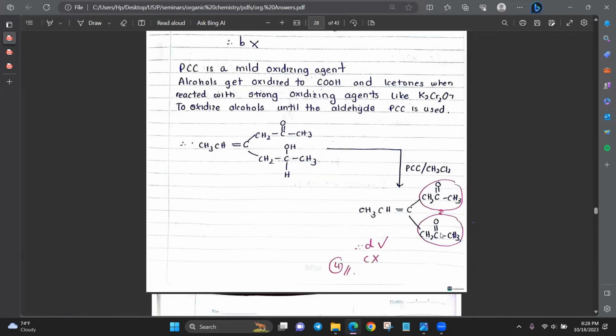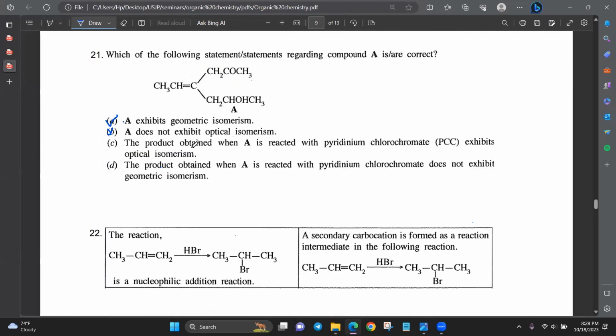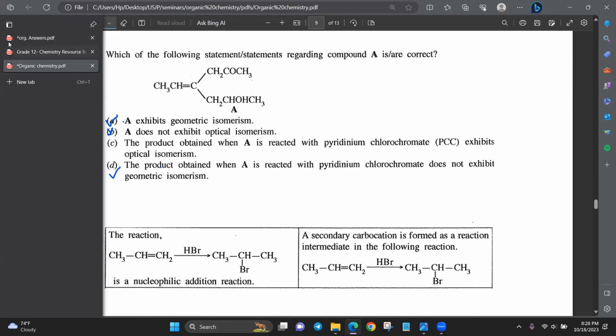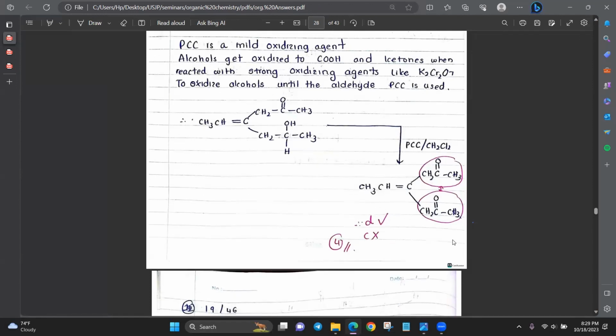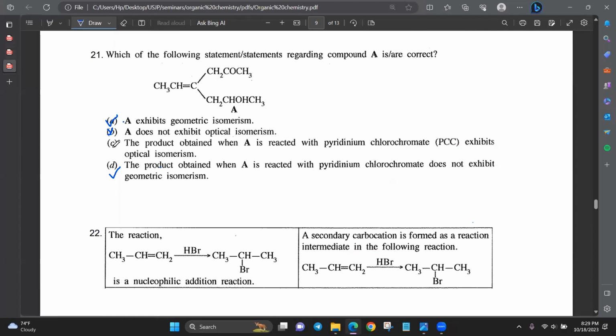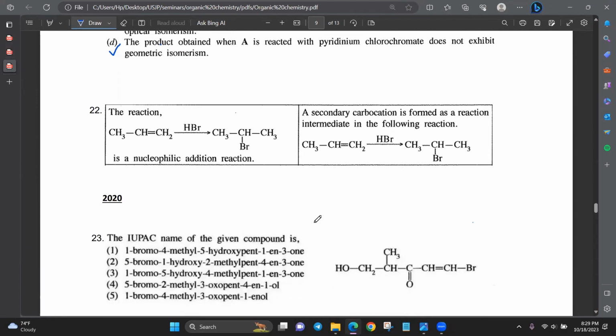Now these 2 groups are the same. Does it exhibit geometric isomerism? No, it does not, so D is the correct statement. Does it exhibit optical isomerism? No, it does not have a chiral carbon, so C is wrong. So A and D are correct, which means answer number 4.